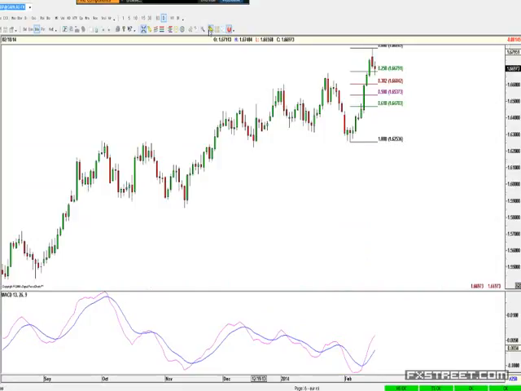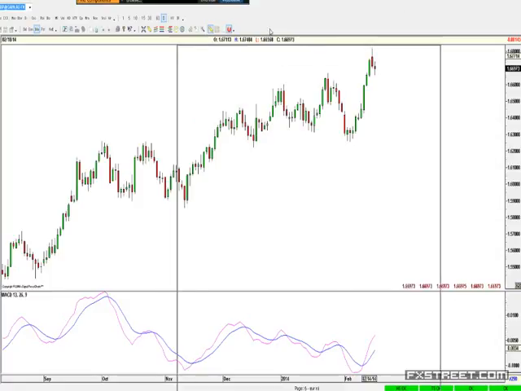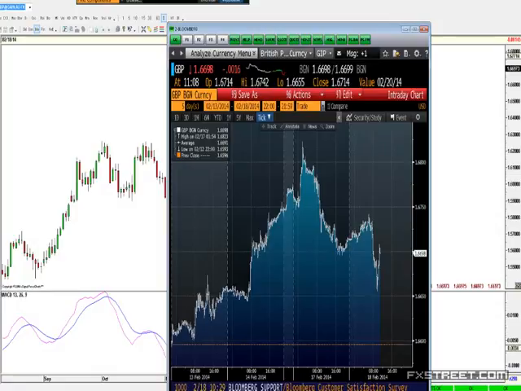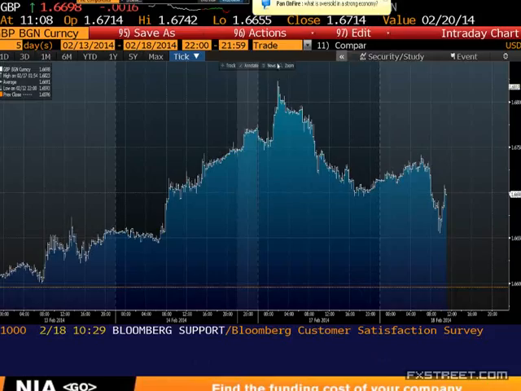And I'm going to take this fib retracement off, but I just really wanted to show you that even if we do pull back, we're still in a very good position, right? We're still in an uptrend. In fact, I'm going to bring over my Bloomberg chart just because that's a little bit easier for me to navigate through. Just bear with me.